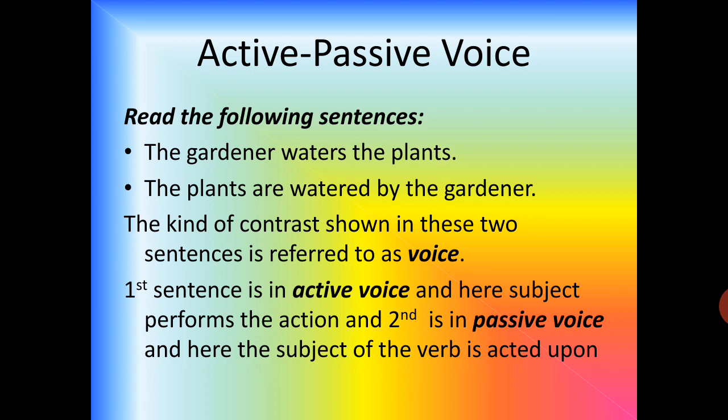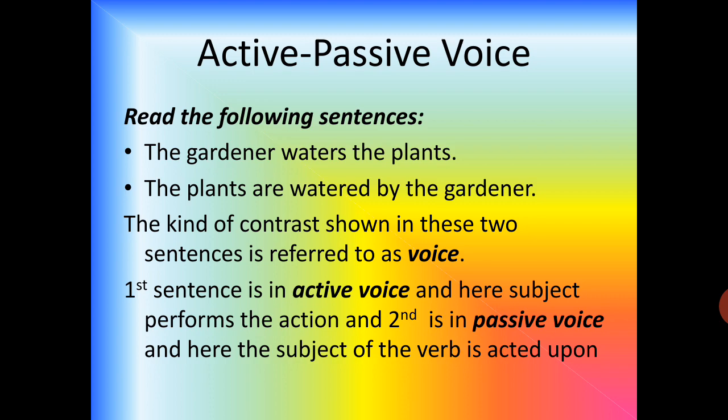The gardener waters the plants. The plants are watered by the gardener. Here, can you find any difference between the two sentences? No, the meanings are the same: the gardener waters the plant. Gardener ने ही क्या किया है? Plant को water किया है.